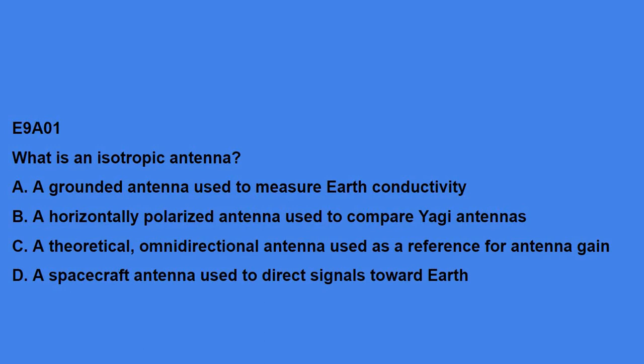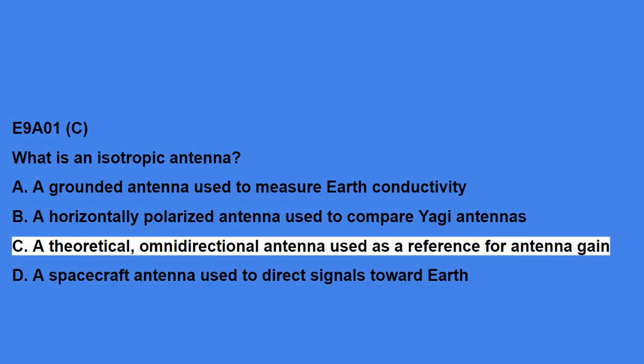E9A01, what is an isotropic antenna? A theoretical omnidirectional antenna used as a reference for antenna gain.